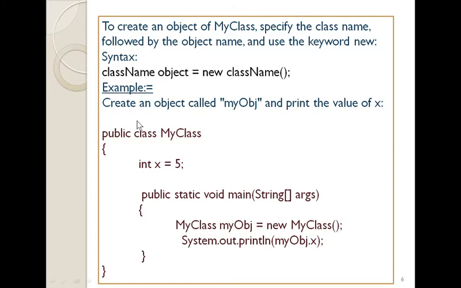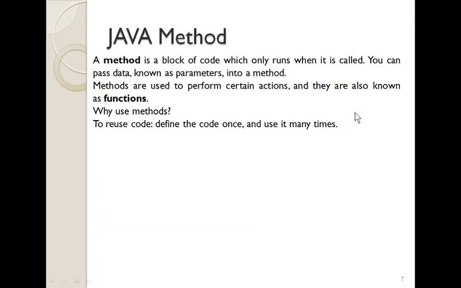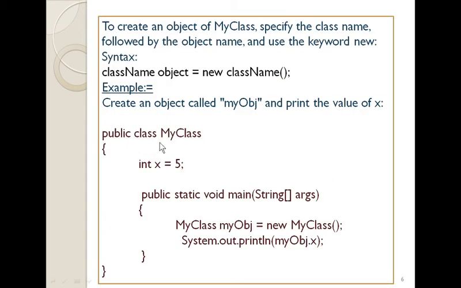So friend, for example, create an object called myObj and print the value of x. Here I take public class MyClass, int x = 5, and in the main method I create an object: MyClass myObj = new MyClass. And here I print the value of x with the help of the object: System.out.println(myObj.x). That means when we run that program, it will show the output 5.